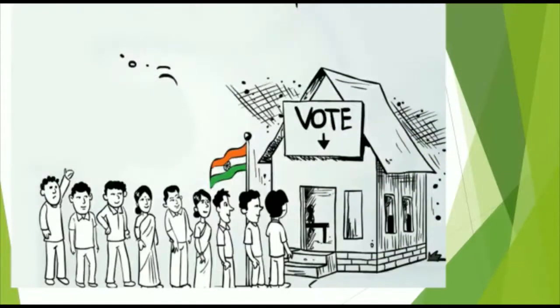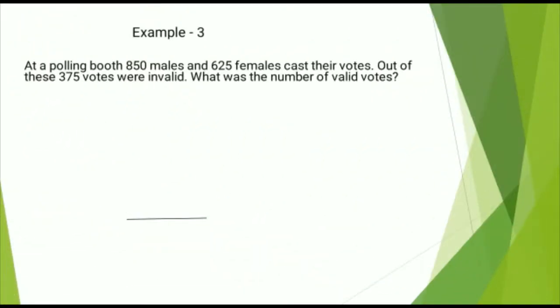Let's take another example. At a polling booth, 850 males and 625 females cast their votes. Out of these, 375 votes were invalid. What was the number of valid votes? To solve this problem, we have to do addition as well as subtraction. So let's solve.